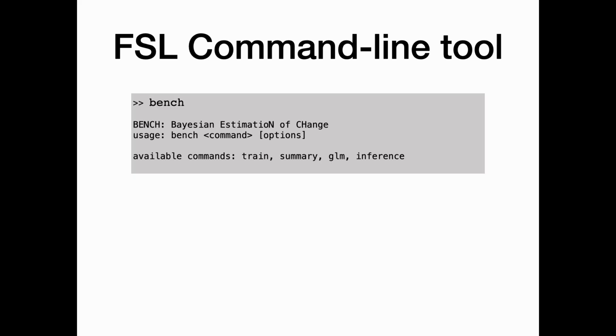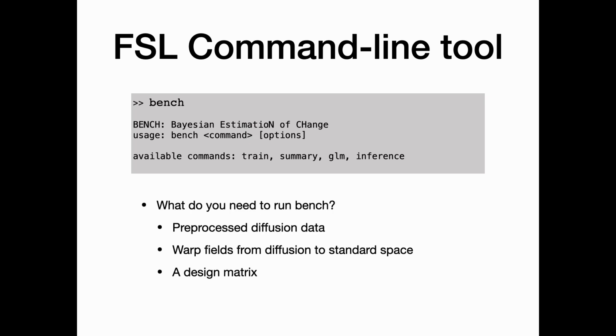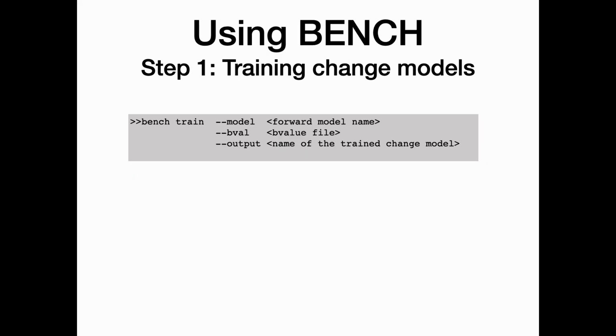Bench is implemented as an FSL command line tool. The usage is straightforward. You call bench followed by one of its subcommands, such as train, summary, GLM, or inference. To run bench, 3 main inputs are needed: preprocessed diffusion data, warp fields to bring diffusion into a standard space, and the design matrix defining the contrast you want to test. With these in place, the pipeline can be executed directly from the command line.